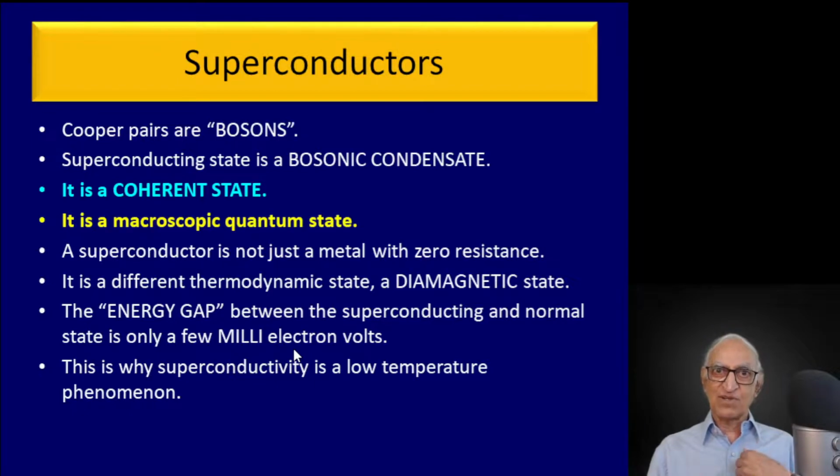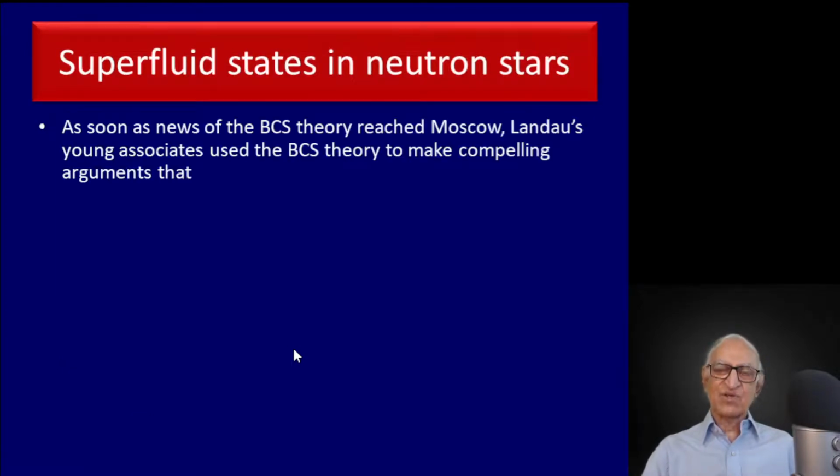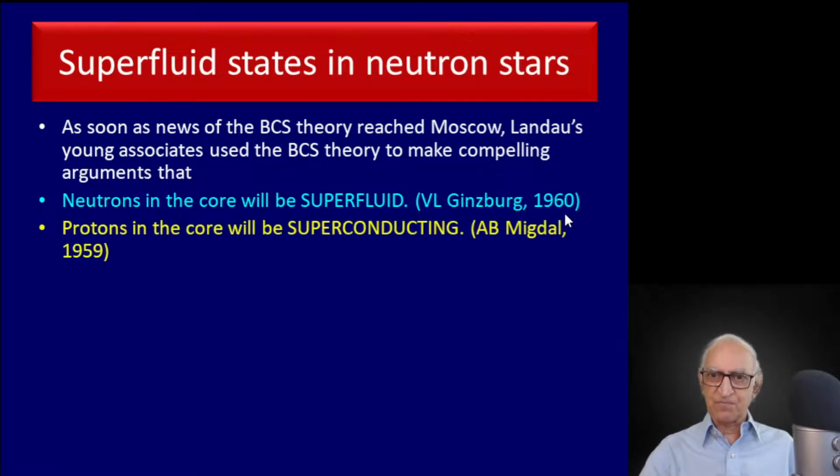Now I'm talking about superconductivity at a temperature of 10 to the power 9 Kelvin. Now you'll say, but that's ridiculous. Well, not so ridiculous. Bardeen, Cooper, and Schrieffer constructed the theory of superconductivity in 1957. As soon as the news of the BCS theory reached Moscow, Landau's young associates and students used BCS theory to make compelling arguments that neutrons in the core of a neutron star will be superfluid. That was said by Ginzburg in 1960.